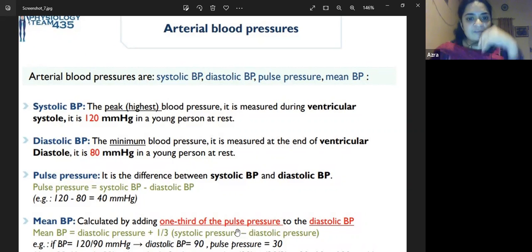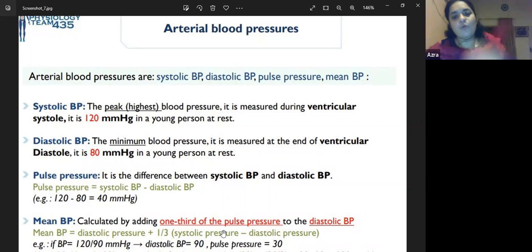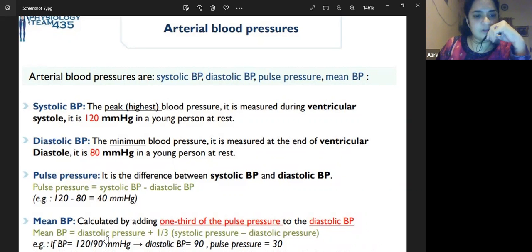Okay. What is mean BP? It is the diastolic BP plus one-third of the pulse pressure, like mean BP is diastolic pressure plus 1/3 systolic pressure.